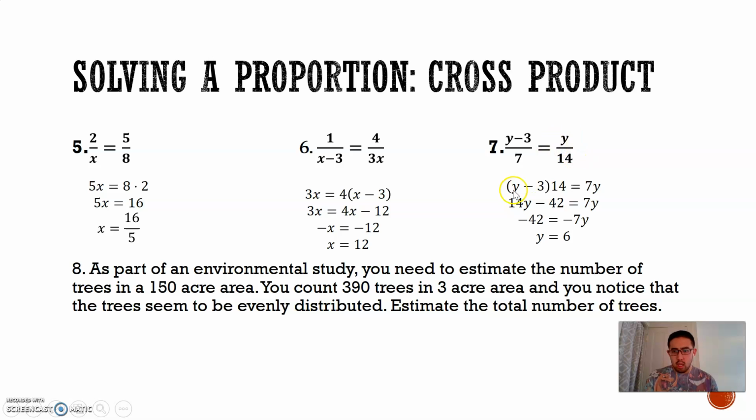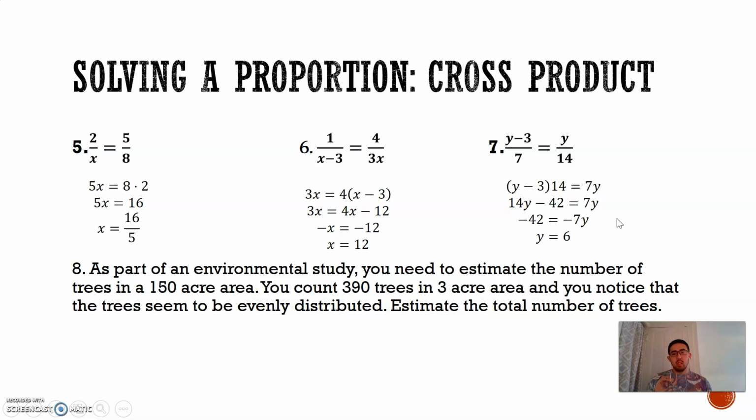When I cross multiply here, I get 14 is equal to 14 times y minus 3 is equal to 7y. If I distribute the 14 to both the y and the 3, I get 14y minus 42 is equal to 7y. Then I subtract the 14y from both sides. I get negative 42 is negative 7y. I divide by negative 7. I get y is equal to 6.